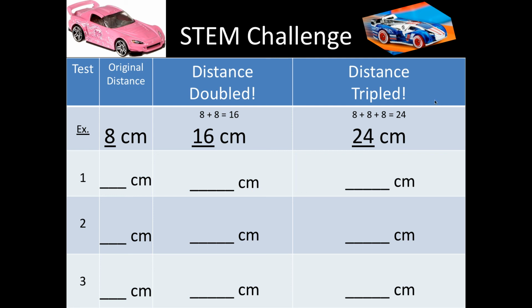So step 1, go grab the little car. Step 2, put it on the starting line. Step 3, give it a big blow of air, air propulsion, measure how far it went, double and triple that distance, and add it to your STEM chart, the chart in Seesaw, and don't forget to save it to your journal. I hope you loved this STEM challenge, and I hope you can have great fun blowing the car only using air propulsion.